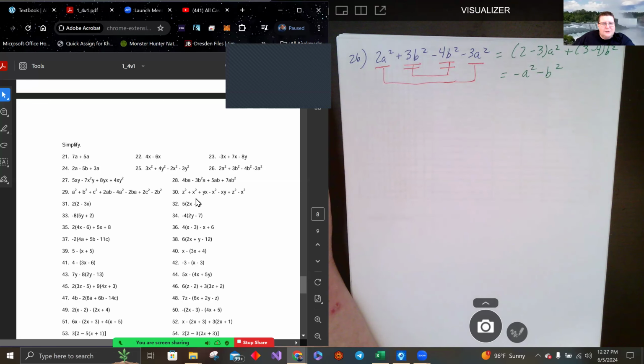Thirty's just doing the same thing. It's got 3 of them. Oh, it's worth showing though. I see something that's worth noting.